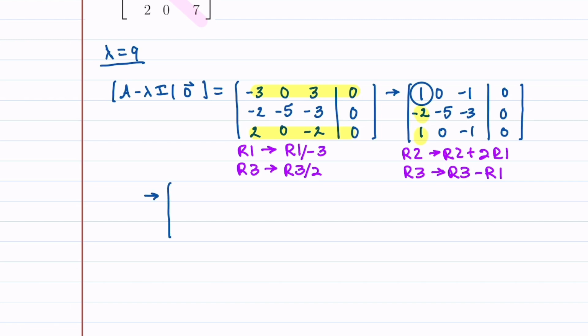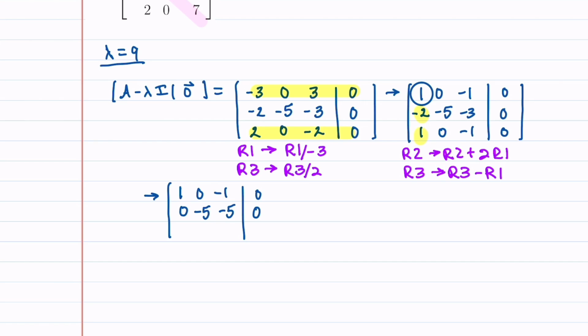And here's what we get. The first row stays the same. And then we're going to multiply our top row by 2 and add it to our second row. So we're going to pick up a 0. The minus 5 stays. And then we're going to have a minus 2 minus 3 gives us a minus 5 and then a 0.